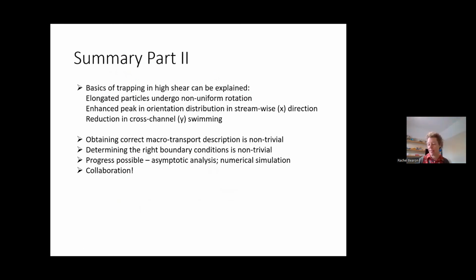Okay, so I think that's everything. So this second part was highlighting how we can explain this high shear, but there were quite a few challenges and problems, and I think meetings like this, where we have a chance to collaborate and discuss things and get new ideas, are really helpful to progress on some of these problems. So thank you very much for your attention.